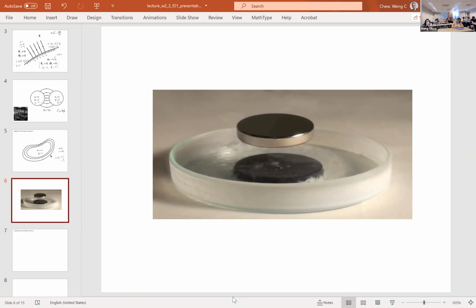So what we have here is a picture of magnetic levitation. And you have a permanent magnet at the bottom. Maybe it's made of a North Pole and South Pole kind of thing, like this in the bottom. And then you have the superconducting disk.